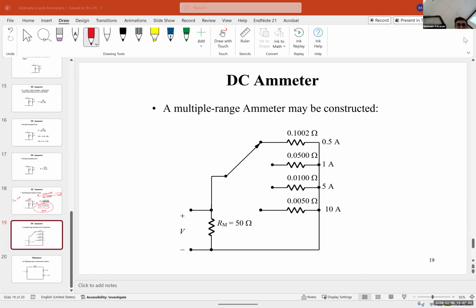Let me show this as well. So for the current meter, it's better to do it this way, better lighting. But for the current meter, again, you can see that we have different currents and different voltages. And by changing the resistors, which are in parallel with the system, you can increase the amount of current that you're measuring.